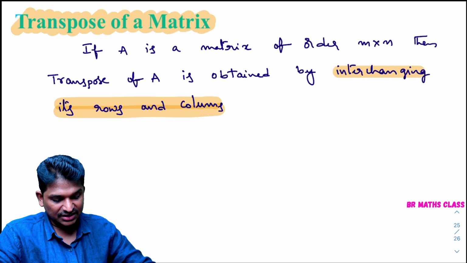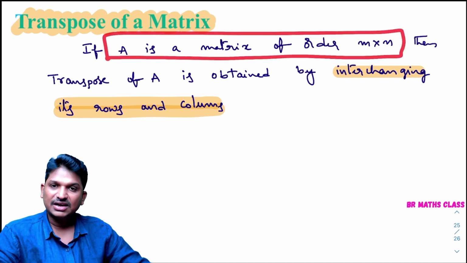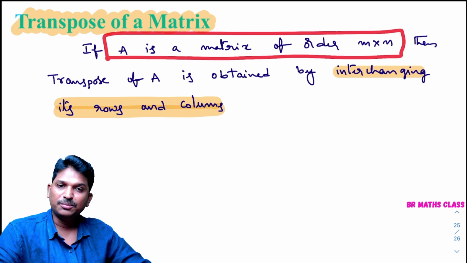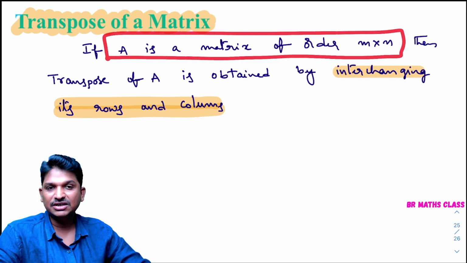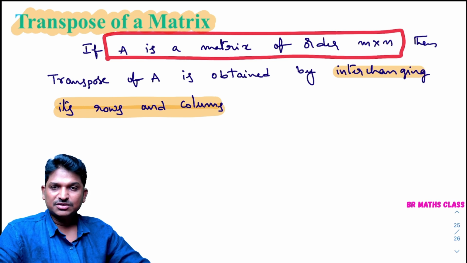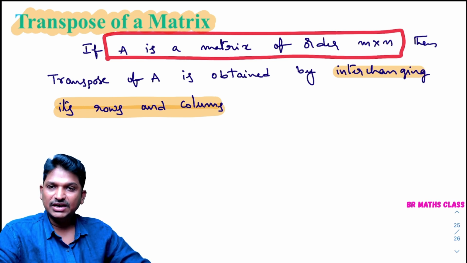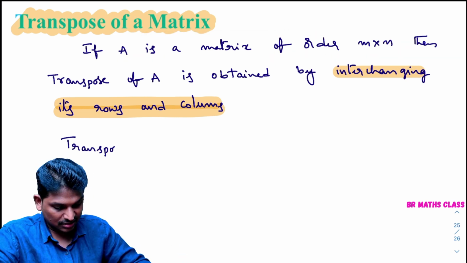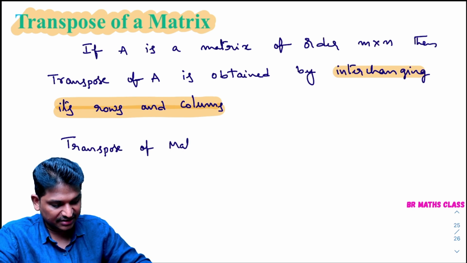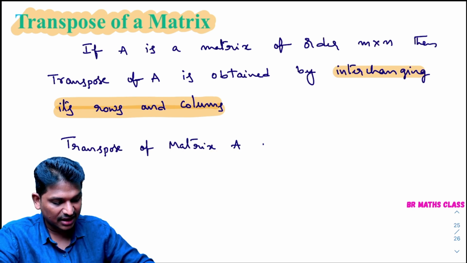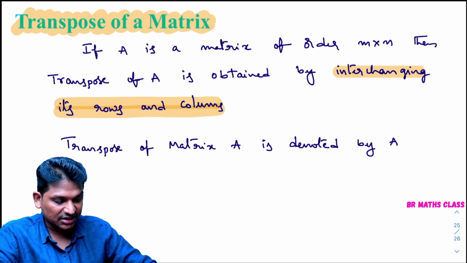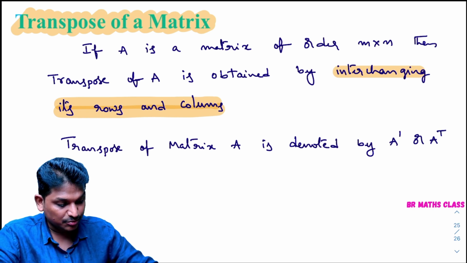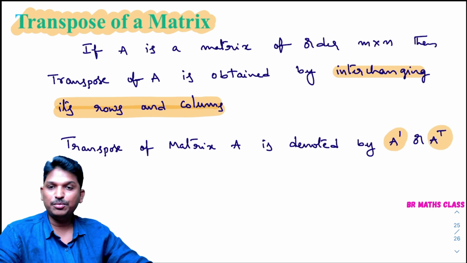See here what the definition is. If A is any matrix, it may be a square matrix or rectangular matrix, whatever it may be. A is a matrix of order m by n, then transpose of A is obtained by interchanging its rows and columns. What is the order of A transpose? All those things I'll give as note points. First, we'll try to understand how to calculate transpose of a matrix. And one more thing, transpose of matrix A is denoted by A dash, or some books write it like this also, A power T. Transpose of a matrix is denoted by A dash or A power T.